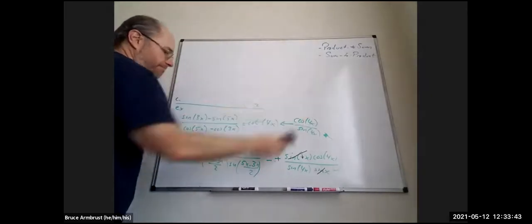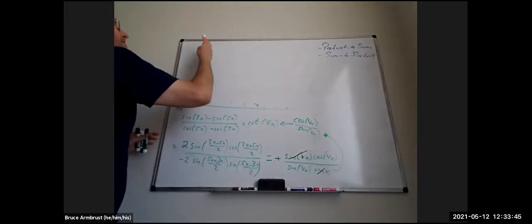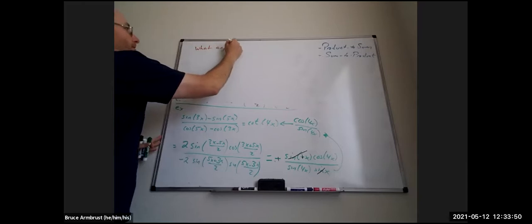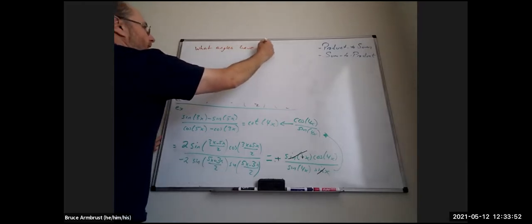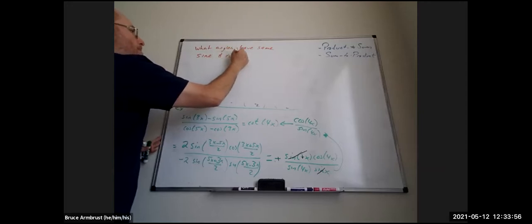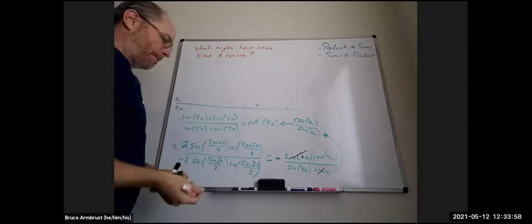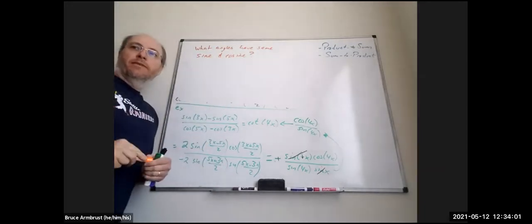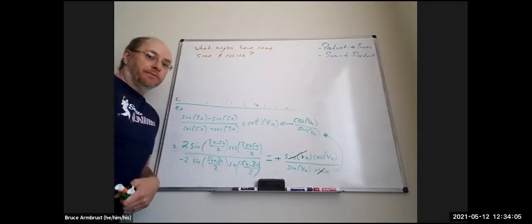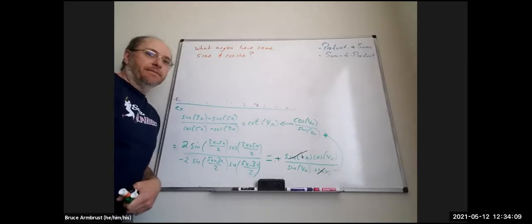All right, so super easy question. What angles have the same sine and cosine? Now, you can look at your chart and actually find a couple, because there are a couple on our chart. Do you see any? Pi over 4 and 5 pi over 4.